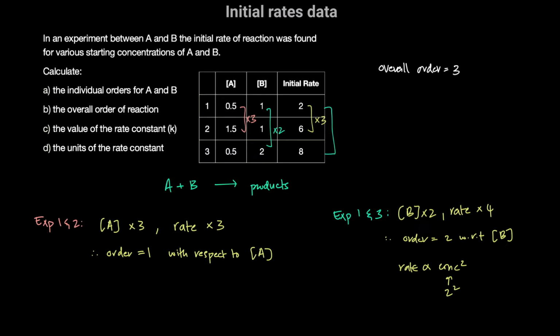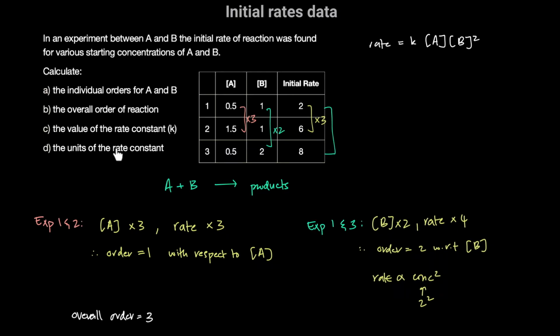Now if you look at the rate equation, it looks like this. The rate is equal to K times the concentration of A to the power of 1, because it's order 1 with respect to A, times the concentration of B to the power of 2, because it's order 2 with respect to B. So now we can use the rate equation to find the value for the rate constant as well as the units of the rate constant.